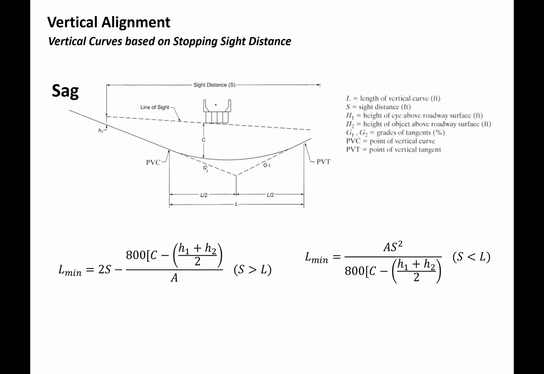And you'll see the two equations here. One is for when stopping sight distance is greater than the length of curve, and one for where the stopping sight distance is less than the length of curve. All of the elements here remain the same as the previous equations. So we just have our stopping sight distance, our driver's eye height and the obstacle height, and our algebraic difference in grades. And then the new piece to the equation is what that clearance height is.